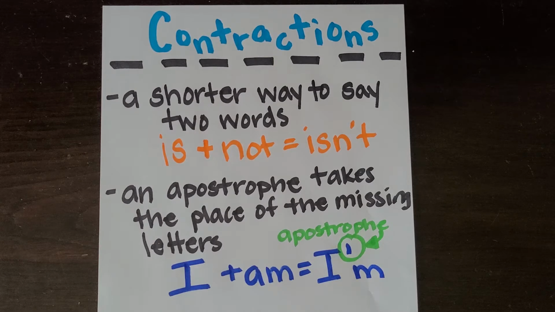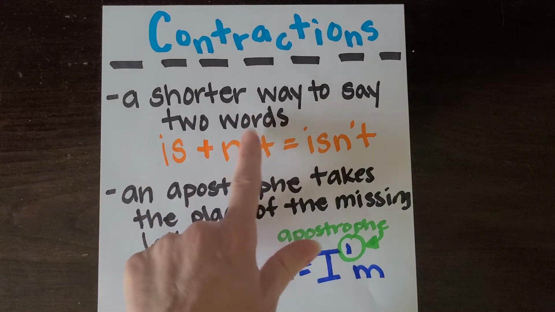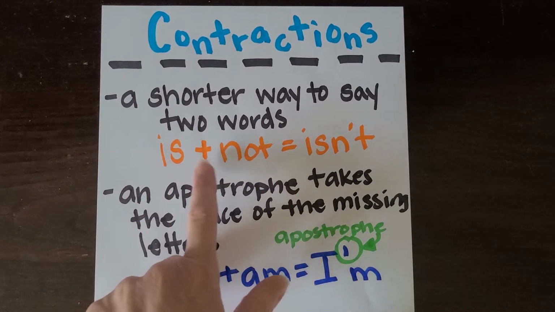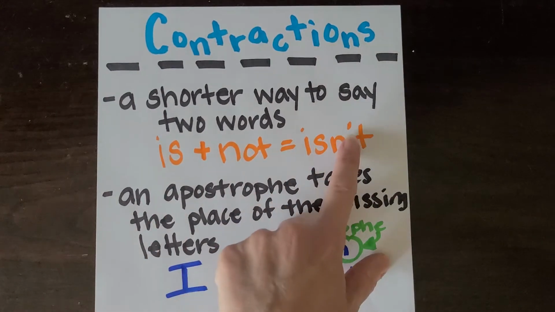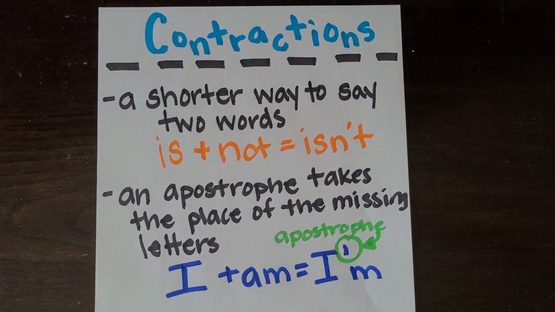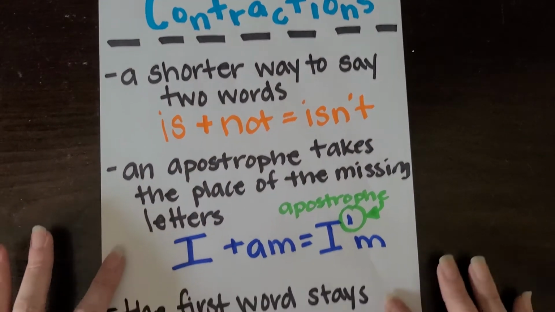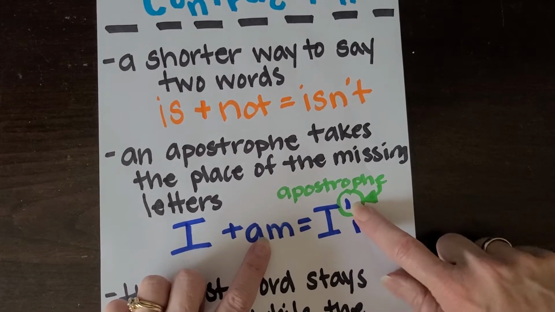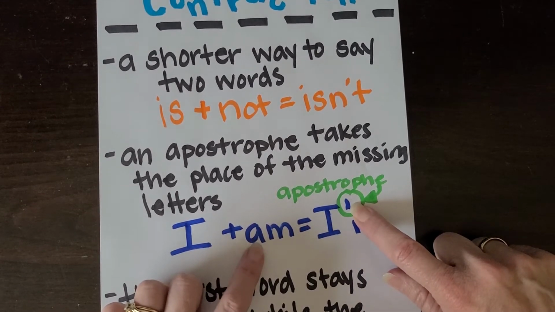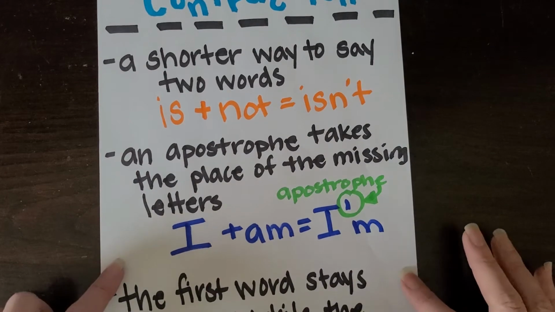Contractions are a shorter way to say two words. For instance, is plus not equals isn't. The apostrophe in the word takes the place of the missing letters. For instance, I plus am equals I'm. So that apostrophe goes where that A would be.